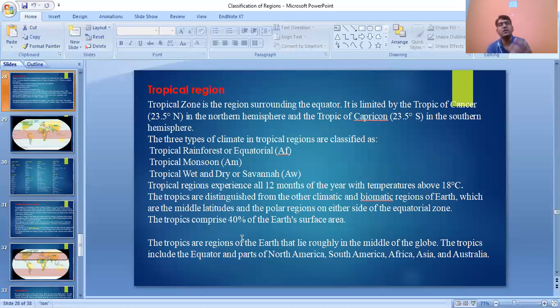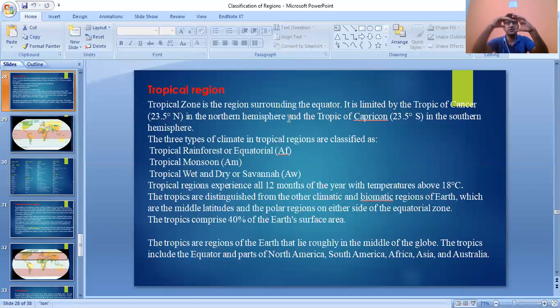Now we are coming to the tropical regions. We have a similar classification or description as we discussed for the tropical equatorial region. The tropical zone is the region surrounding the equator. If you go further from the equator, we have the tropical zone. It is limited by the Tropic of Cancer, 23 and a half degrees north in the northern hemisphere, and the Tropic of Capricorn in the south, in the southern hemisphere.